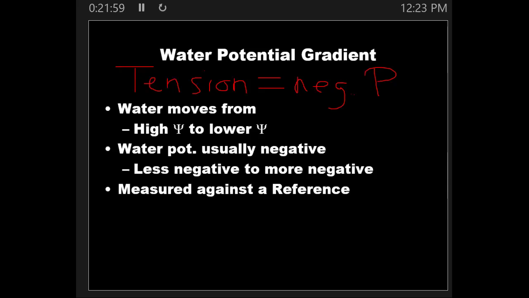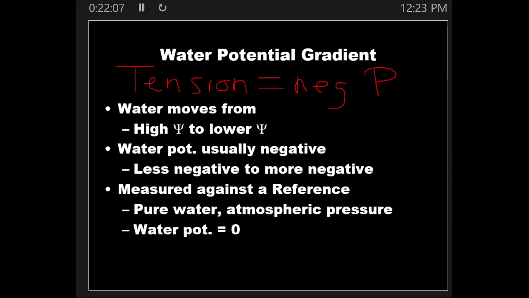They also decided it would make sense to measure all of this against a reference, so they call pure water at atmospheric pressure a water potential of 0. So you do need to know that, because this will come into play as we're thinking about some thought experiments on water potential and movement of water. So pure water, that means there's no minerals, no gases, nothing. It is pure water at atmospheric pressure. Then we say it's 0. The water potential is 0.